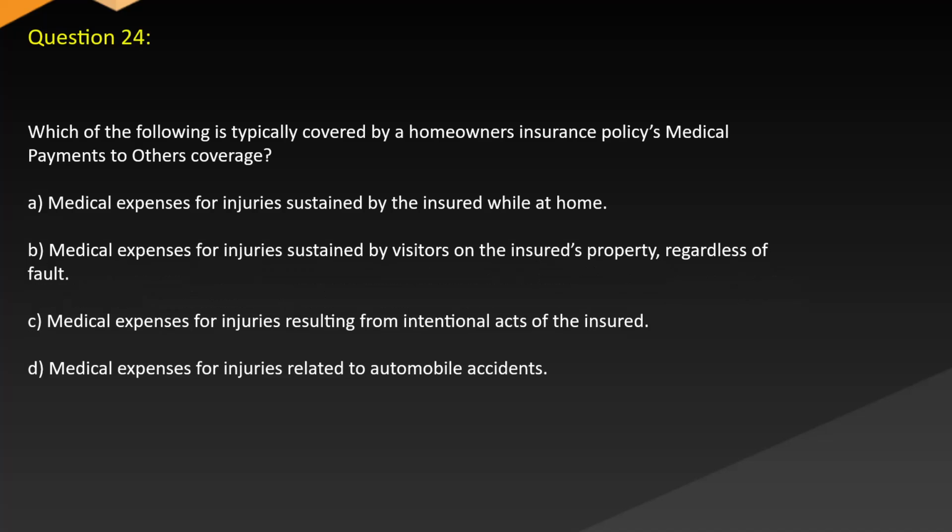Question 24. Which of the following is typically covered by a homeowner's insurance policy's medical payments to others coverage? A. Medical expenses for injuries sustained by the insured while at home. B. Medical expenses for injuries sustained by visitors on the insured's property, regardless of fault. C. Medical expenses for injuries resulting from intentional acts of the insured. D. Medical expenses for injuries related to automobile accidents.